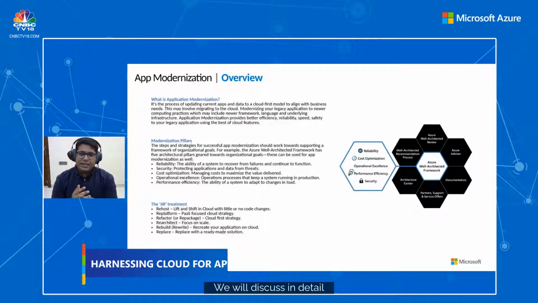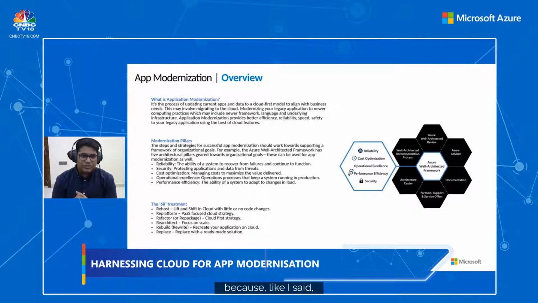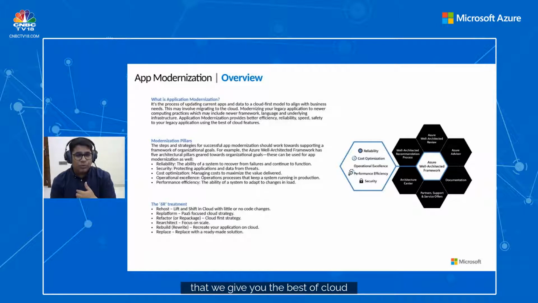We will discuss in detail the 6R treatment because, like I said, we do not want to really move into lift and shift options for your application. We want to make sure that we give you the best of cloud. And when I say best of cloud, we want to look at how we can refactor or re-platform your application, or how we can talk about some of the re-architecting benefits as well. And this tool that we'll talk about will give you those benefits on how you can modernize your application using a very detailed approach. So that's what we'll talk about.